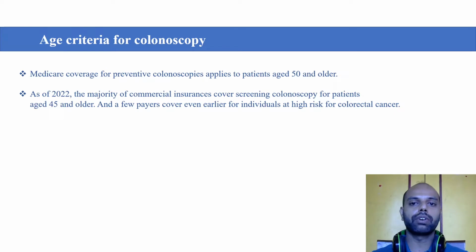Is there an age criteria for doing a colonoscopy? The answer is yes. Medicare coverage for preventive colonoscopy applies to patients aged 50 years and older. As of 2022, the majority of commercial insurance covers screening colonoscopy for patients aged 45 years and older, and few payers cover even earlier for individuals at high risk of colorectal cancer.